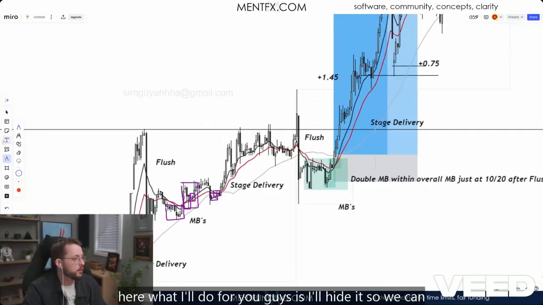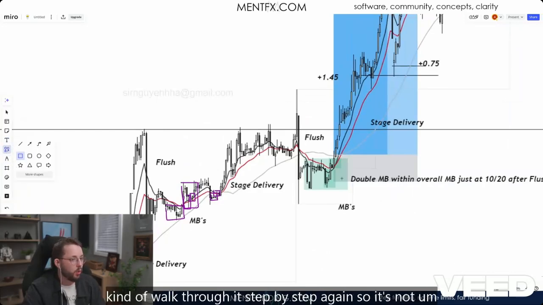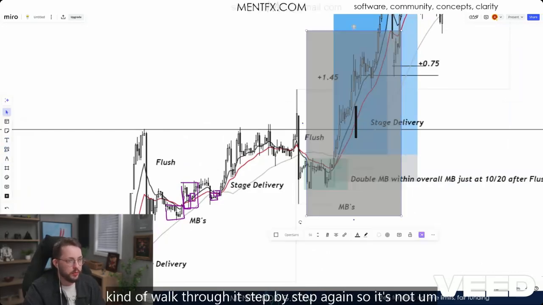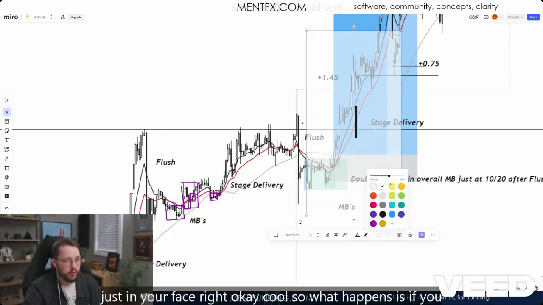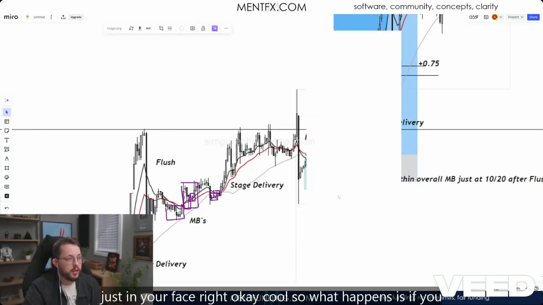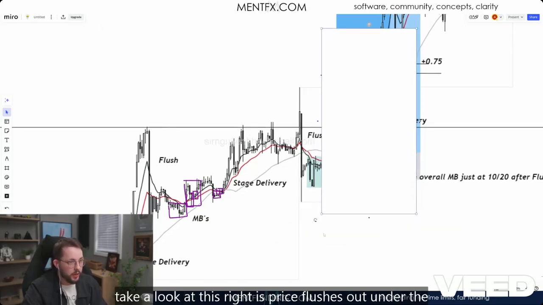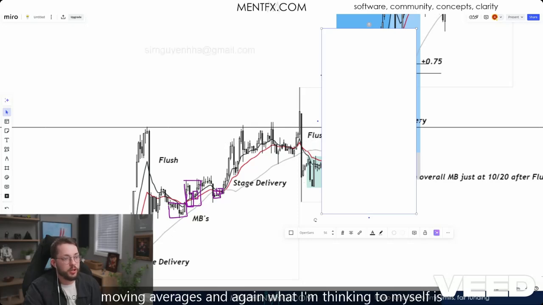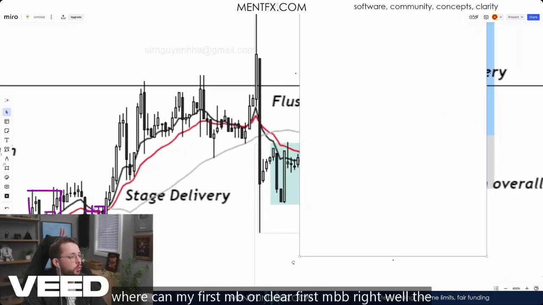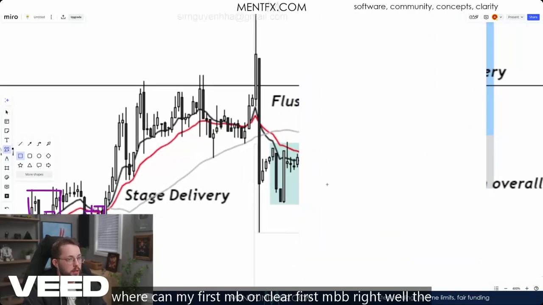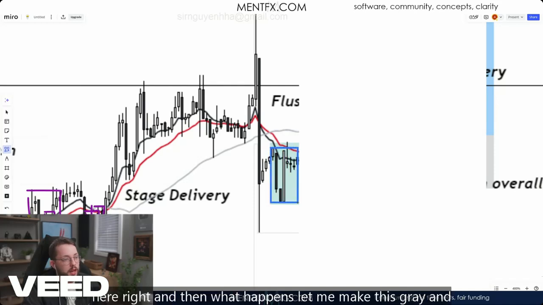What I'll do for you guys is I'll hide it so we can walk through it step by step again, so it's not just in your face, right? Okay, cool. So what happens is, if you take a look at this, price flushes out under the moving averages. And again, what I'm thinking to myself is, where can my first MB or clear first MB be, right? Well, the thing that first catches my attention is probably this guy here, right?